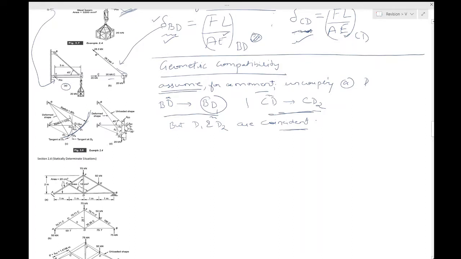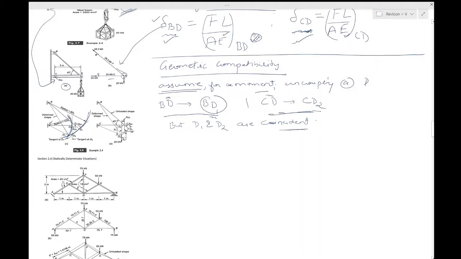Similarly, for CD2, this deformed length, draw an arc like this using a compass. You nail it over here and with the pencil you can trace this. Similarly, nail it over here with the pencil, you can trace this. So every point on this arc will be of the length CD2, and they will intersect at one point.